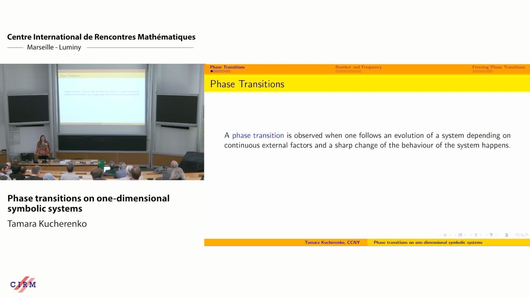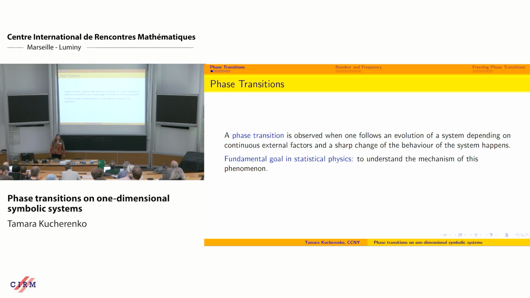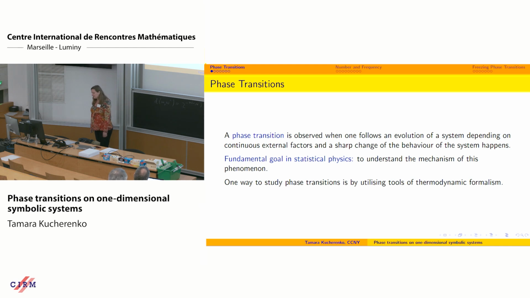One would observe a phase transition if you follow the evolution of a system depending on some continuous external factors, and all of a sudden a drastic change in the properties of the system happens. It's a fundamental goal in statistical physics to understand the mechanism of those phase transitions, and I think we are quite far off from that. So what we try to do is study phase transitions using thermodynamic formalism.